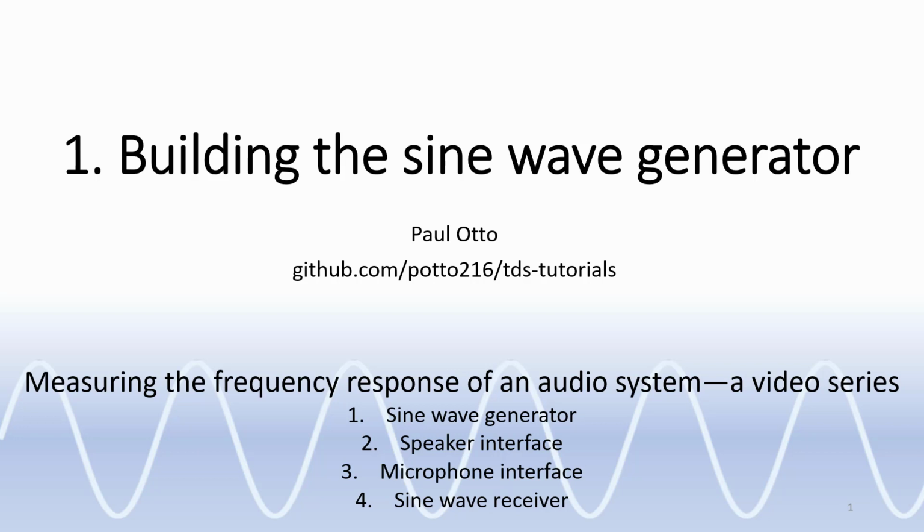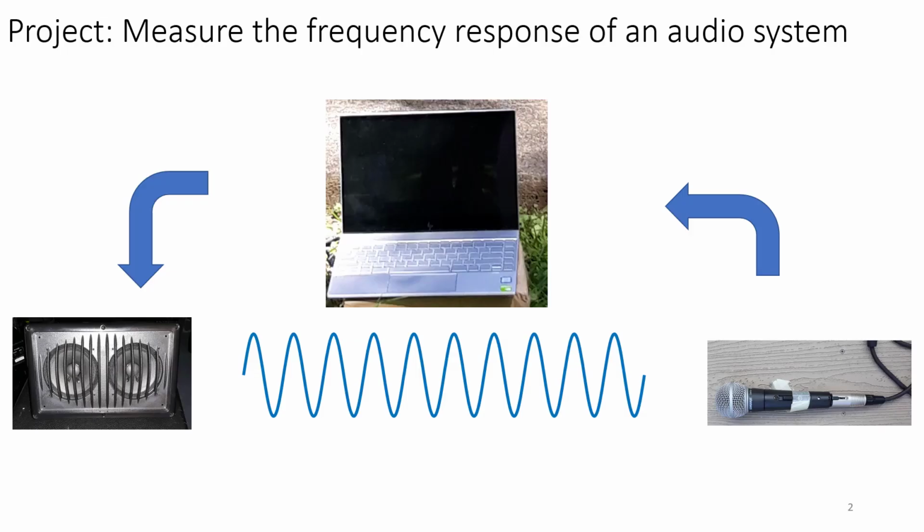And in this video series, we're going to build this device in 4 parts. First, we're going to create the generator for the sine wave, and then we'll create the speaker interface. And after that, the microphone interface to receive the sound generated from the sine wave generator through the speaker. And finally, we'll build the sine wave receiver to be able to determine what effect the audio system had on our sine wave. So let's get started with building the sine wave generator.